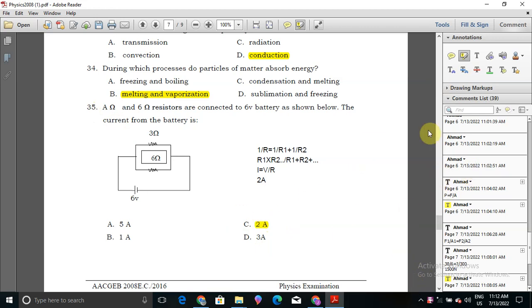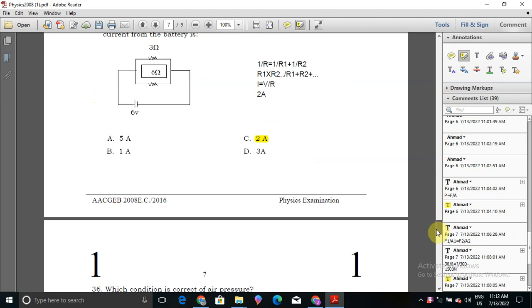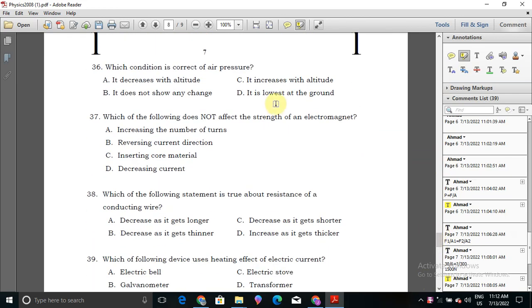Okay, now question number 36. It says, which condition is correct of air pressure? It decreases with altitude, or it does not show any change, or it increases with altitude, or it is lowest at the ground. Of course, about air pressure, when altitude increases, air pressure decreases. So the correct answer for question number 36 is choice A.